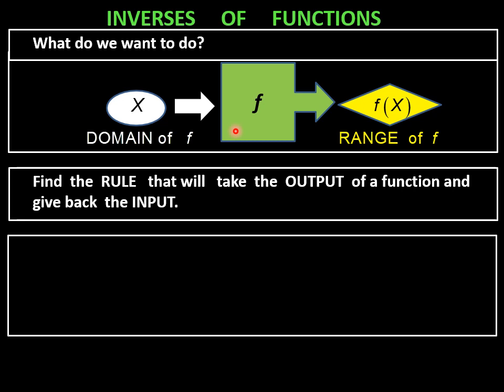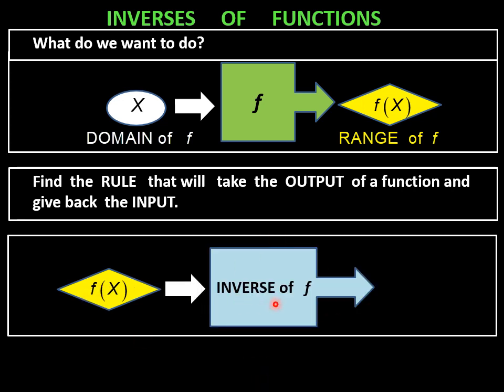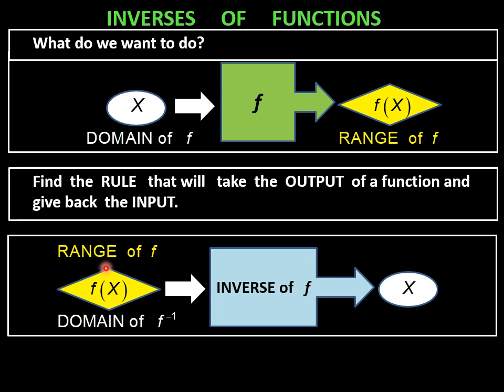Now, if you want to do the reverse, we're going to take our output value, which is f(x), and now reverse the process. See the inverse, reverse the process, and then we'll get back to our input value. So the range of my function becomes the domain of my inverse. And the same way, the domain of my function becomes the range of the inverse.